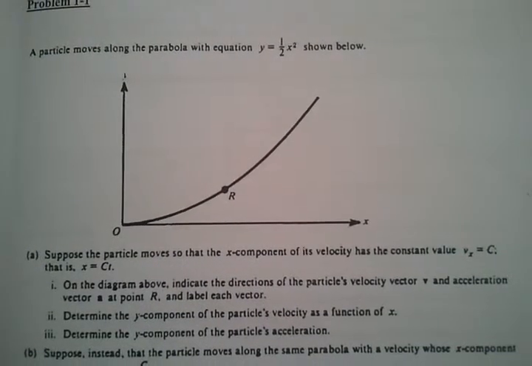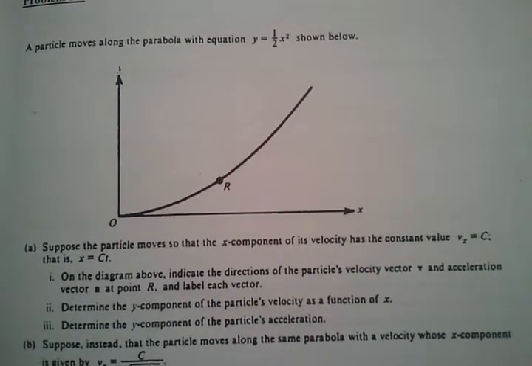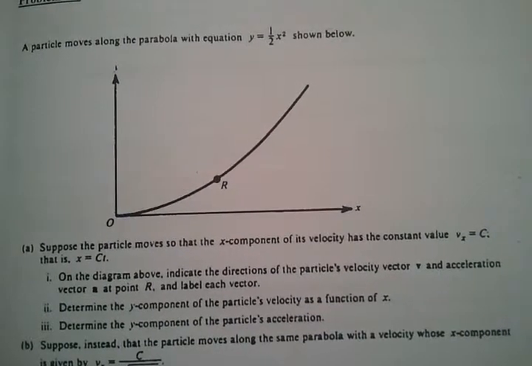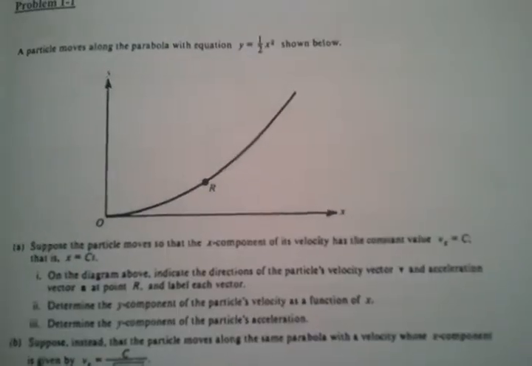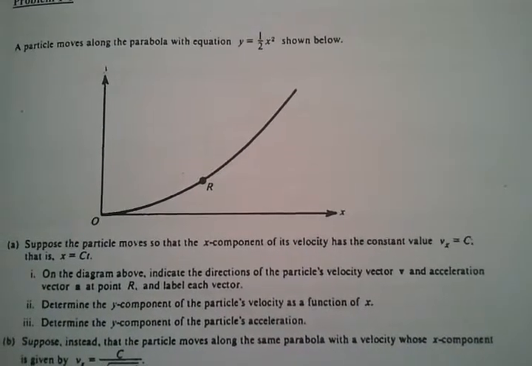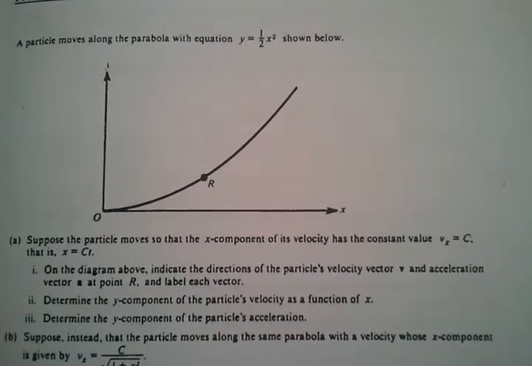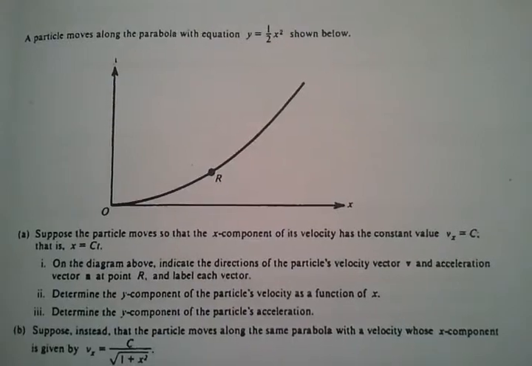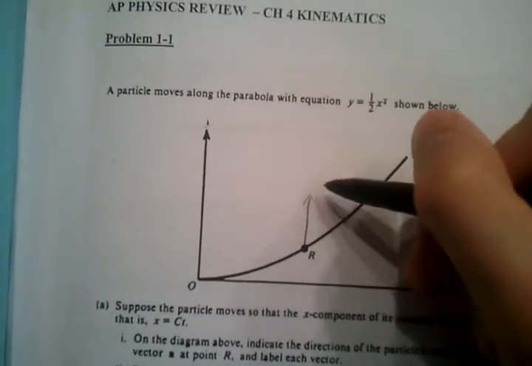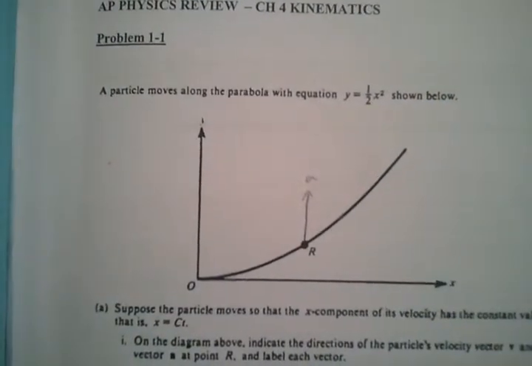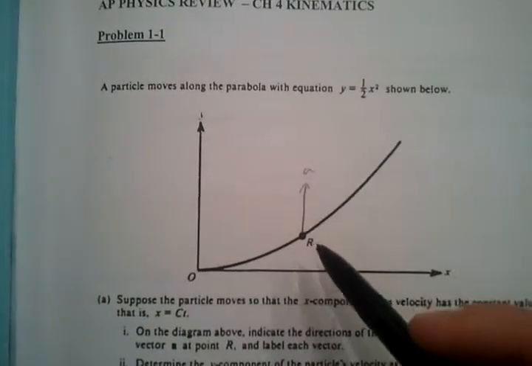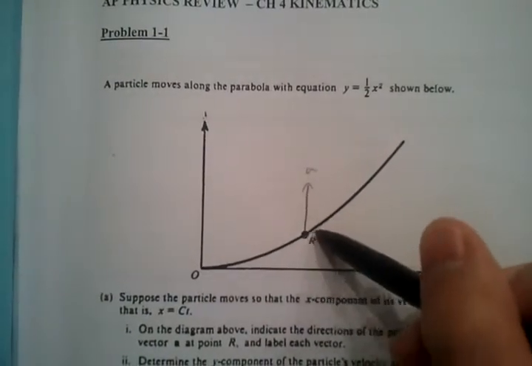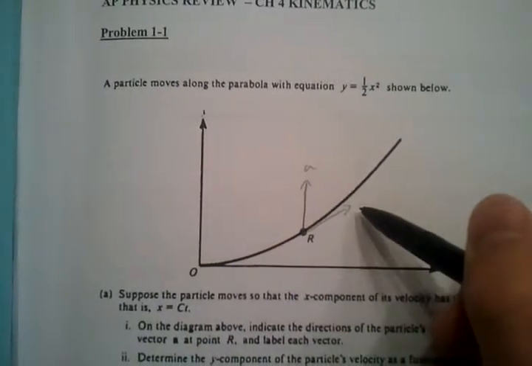So the first question is asking you to draw the directions of the velocity vector and the acceleration vector. Since the velocity is constant in the x direction, the acceleration is only in the y direction, and since it's moving upwards, the acceleration will also be upwards. So it would be a vertical line coming right here. This is A. And the velocity, it's moving along this path, see? So the velocity will just be in the same direction as the movement, which would be on a tangential line right here.